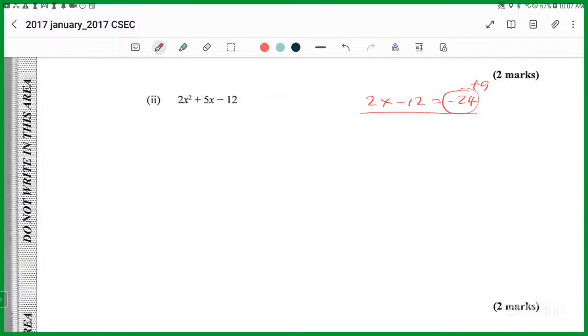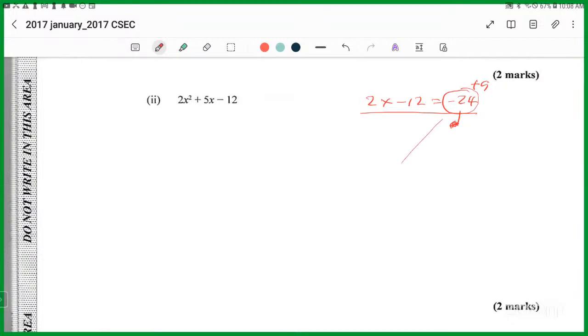That's what you want. Factors of -24 that add to +5, and you're going to split the middle term into those factors so you can factorize by parts. If you cannot see the two factors of -24 that will add to +5, you can go down the list of factors.